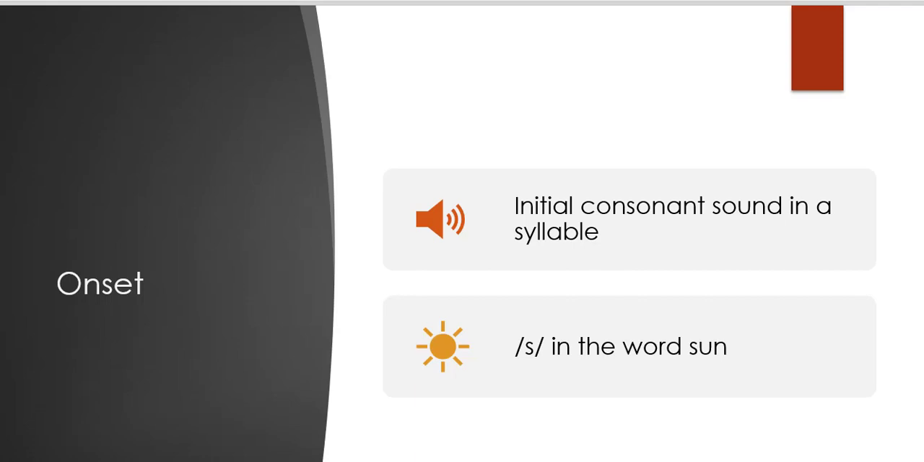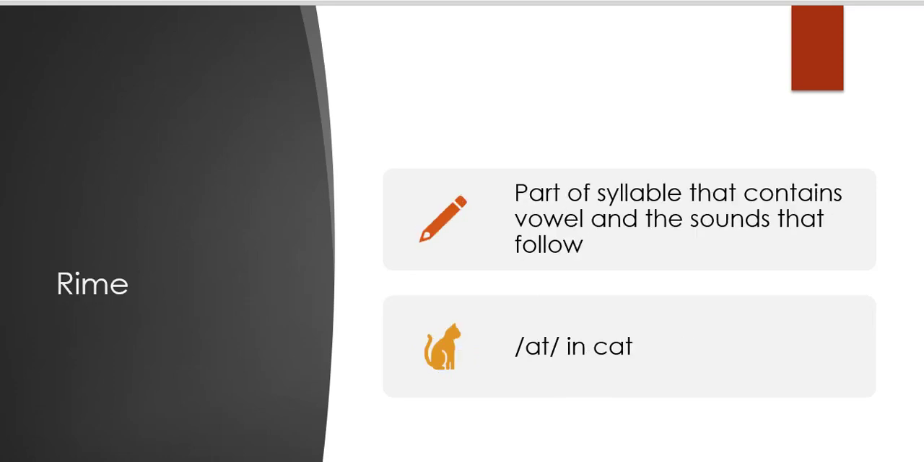We can break syllables into smaller parts. One part of a syllable is the onset. Onset refers specifically to the initial consonant sound in a syllable. For example, the s sound in the word sun. Another part of a syllable that follows the onset is the rhyme, R-I-M-E. The rhyme refers to the part of the syllable that contains the vowel and the sounds that follow. For example, cat has 1 syllable. We can break cat into onset, k, and rhyme, at.